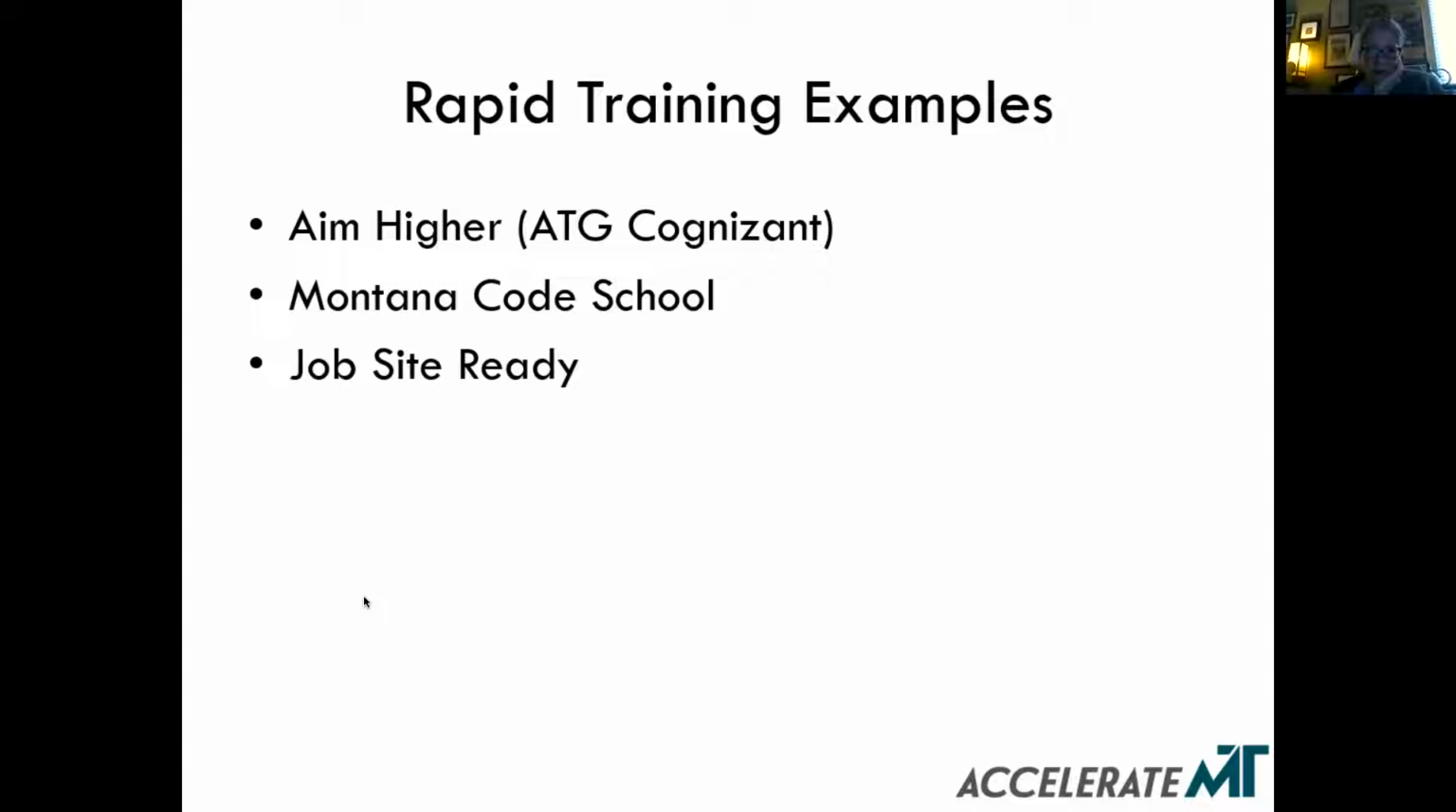Montana Code School is different. It's in some ways at the other end of the spectrum. In the Code School, people are paying their way through learning the code. We've been running the Code School since 2015. It was originally in person, full-time and part-time in Missoula and Bozeman. It's now online, so it's accessible to anyone across the state. It's now an 18-week part-time program.